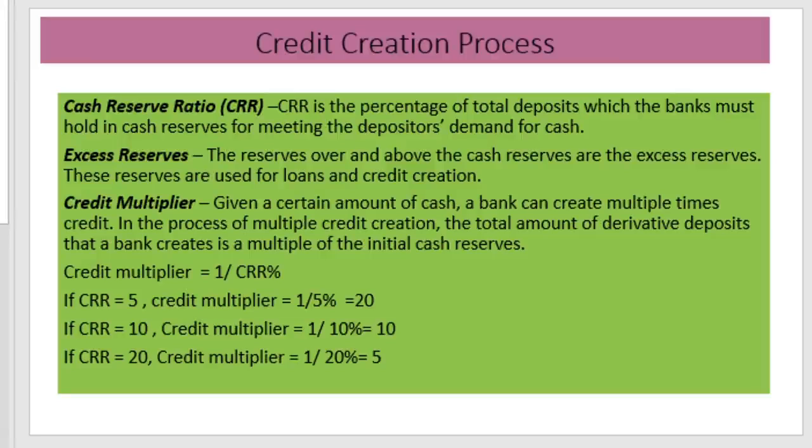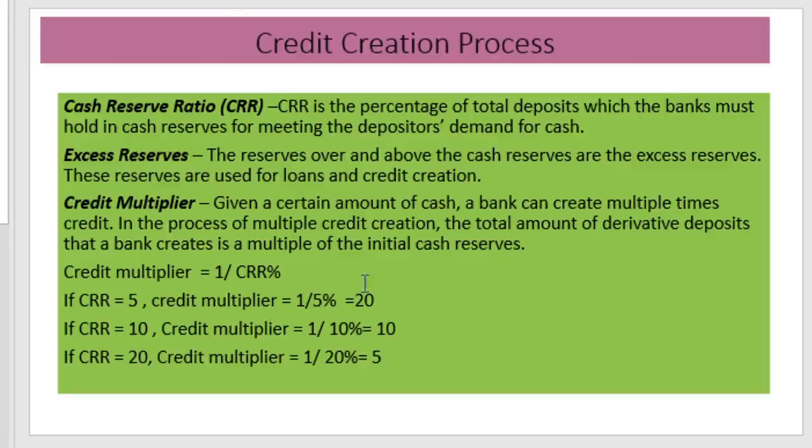Then this multiplier can be used for finding out the total amount of the deposits, as well as the total amount of the derivative deposit, etc. This credit multiplier is 1 by CRR percentage. If CRR is 5%, then the credit multiplier is 1 by 5%, that is equal to 20. Credit multiplier is 20, and if CRR increases to 10, the credit multiplier will be lower and lower.